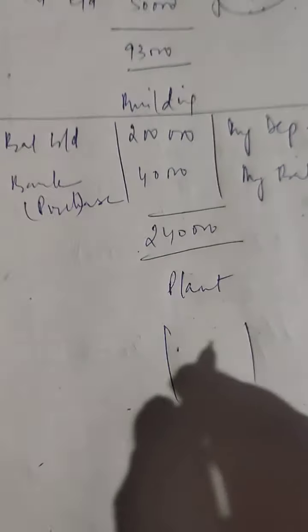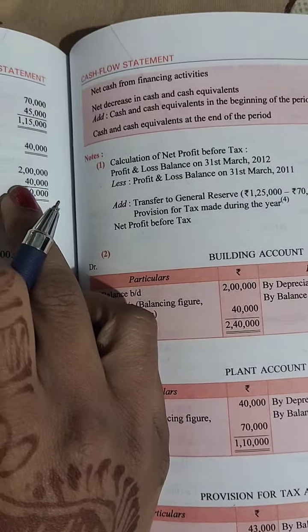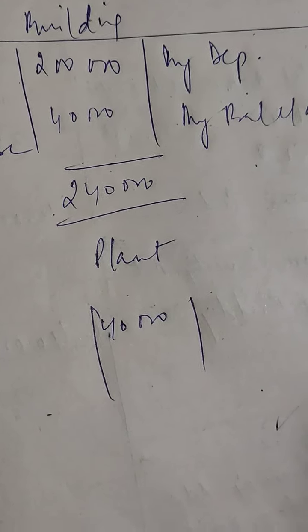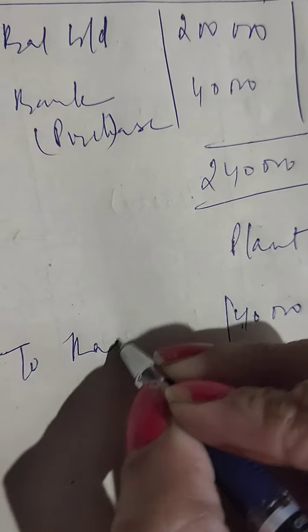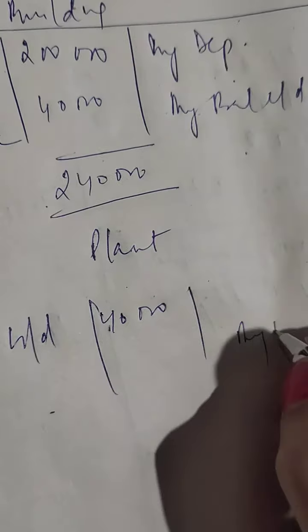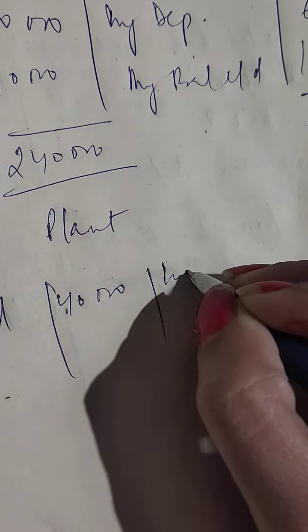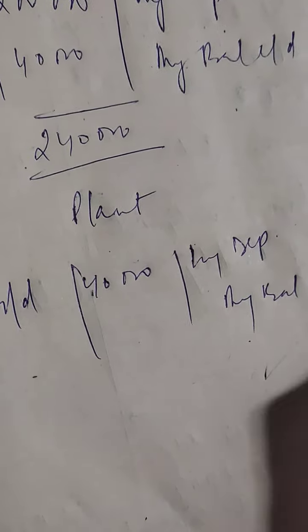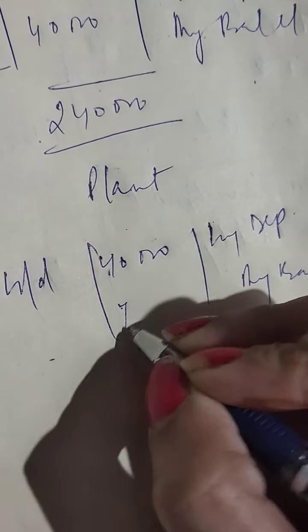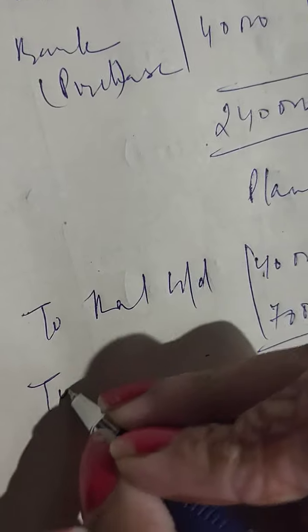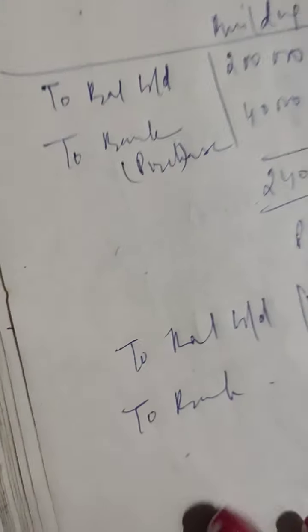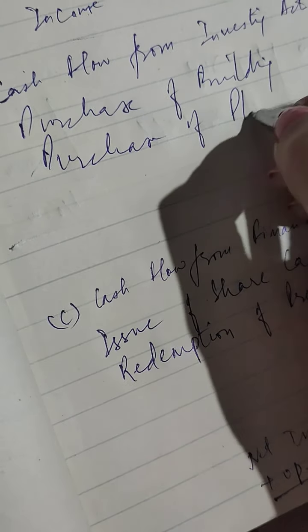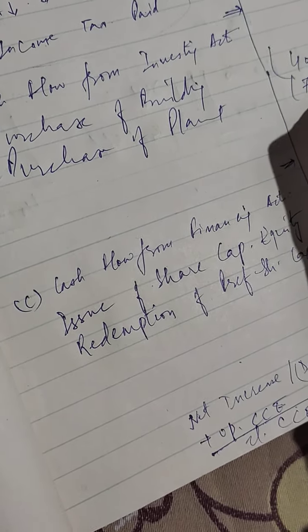Otherwise, if I want, I can do it like this also. Normally, think of a 40,000 plant, right? The opening figure is 40,000 and the closing figure is 1 lakh rupees. So you will write to balance brought down 40,000, by balance carried down 1 lakh. Depreciation charged is 10,000. So 1 lakh plus 10,000, 1,10,000 minus 40,000 gives you 70,000, right? This is again bank, so to bank, and it is a purchase. So directly you can write purchase of plant, which is 70,000 rupees.